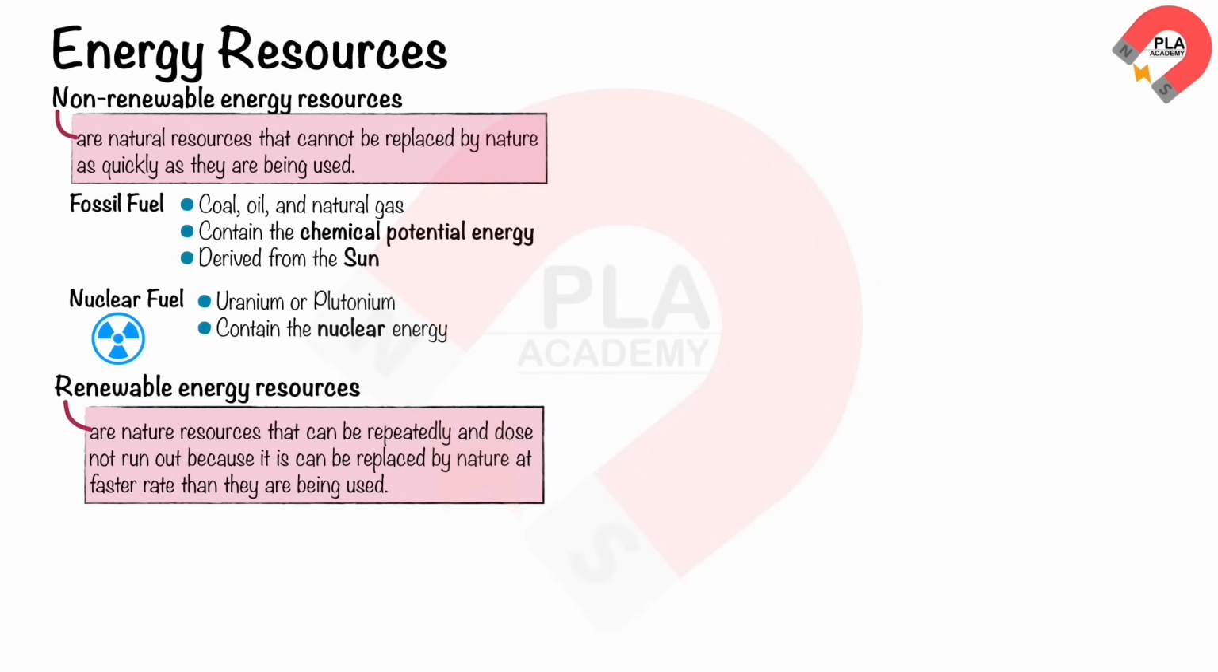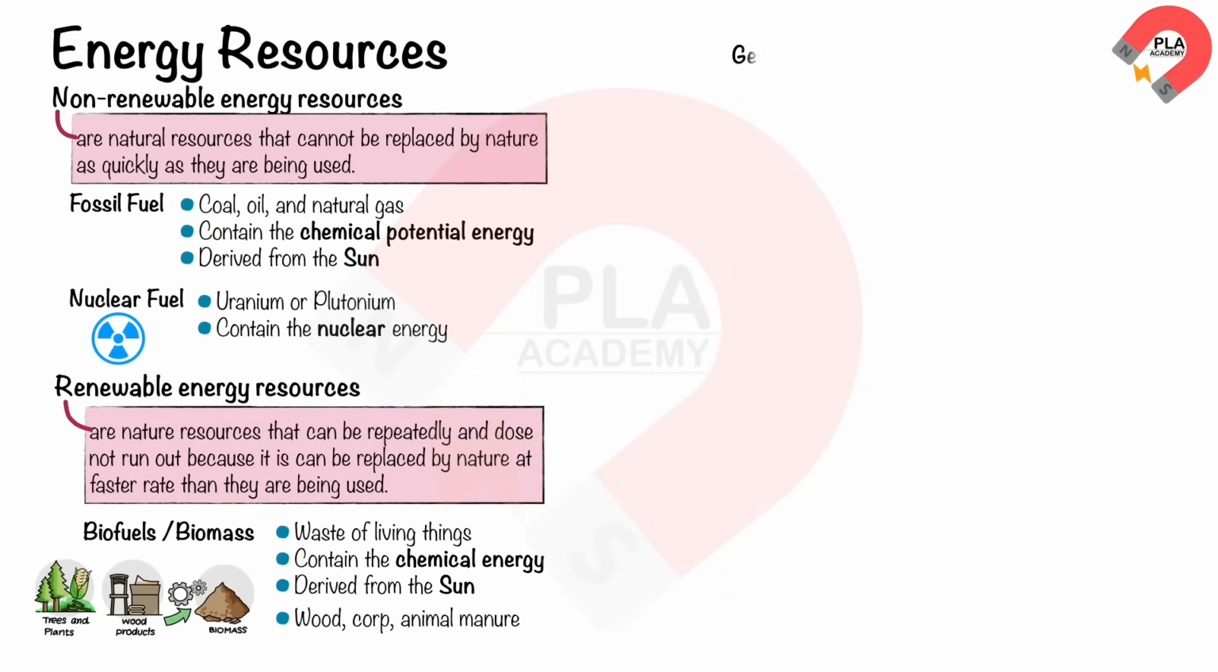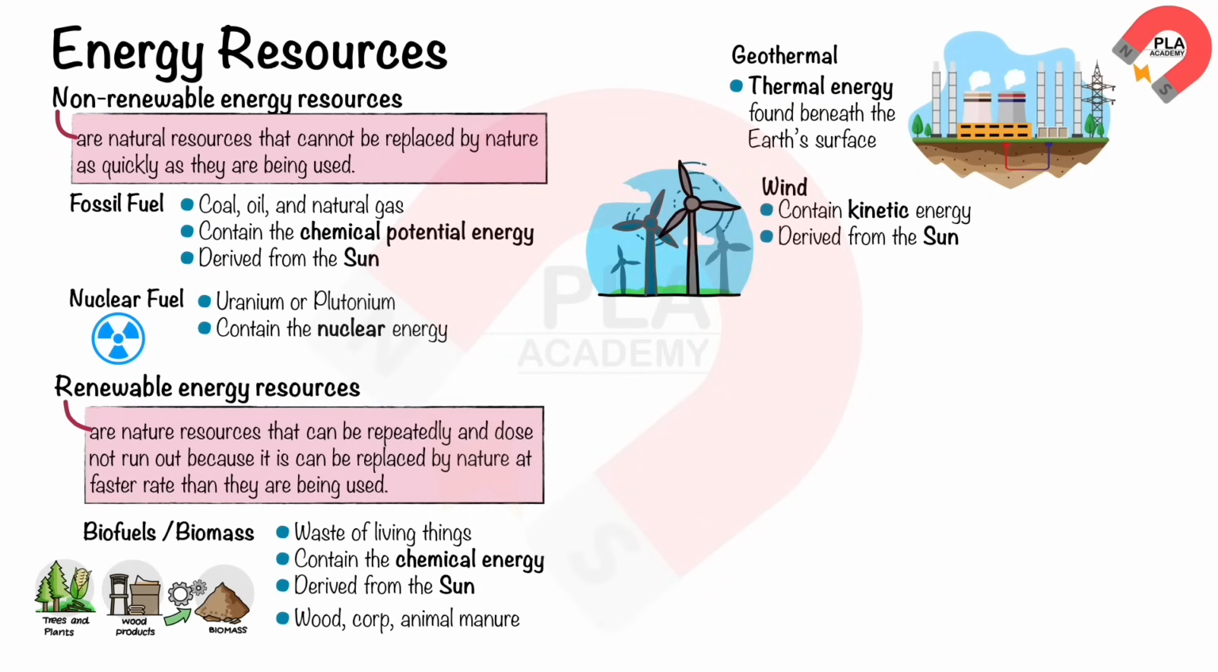Examples of renewable energy resources include biofuel or biomass, which is the waste of living things and contains chemical potential energy derived from the sun during photosynthesis. Some biomass examples are wood from trees, food crop residues, and animal waste. Geothermal energy is the thermal energy found beneath the Earth's surface. Wind energy contains the kinetic energy derived from the sun.